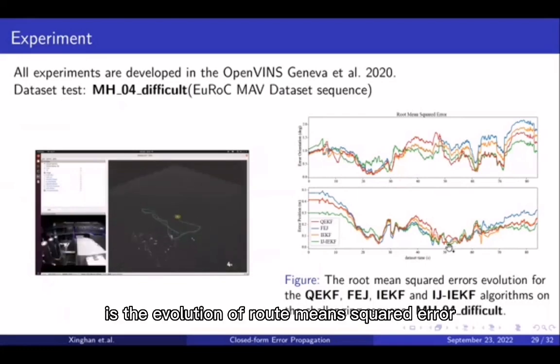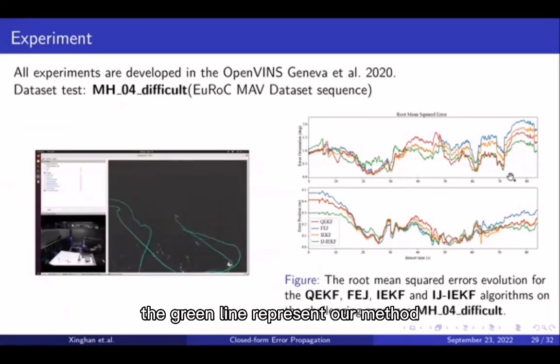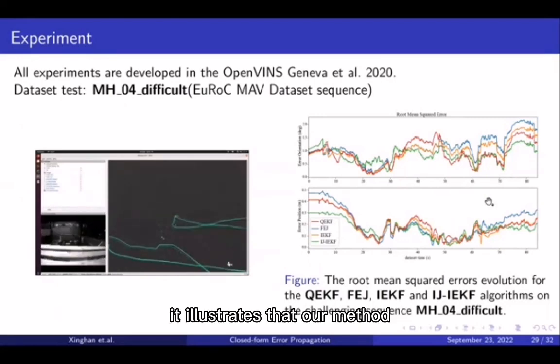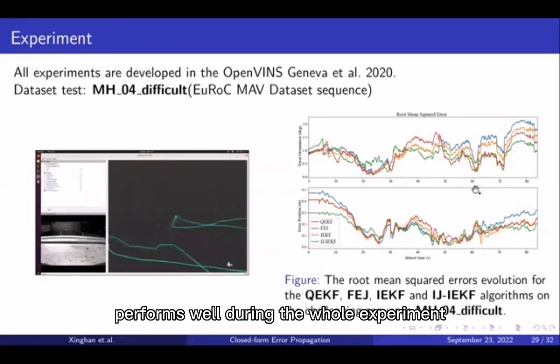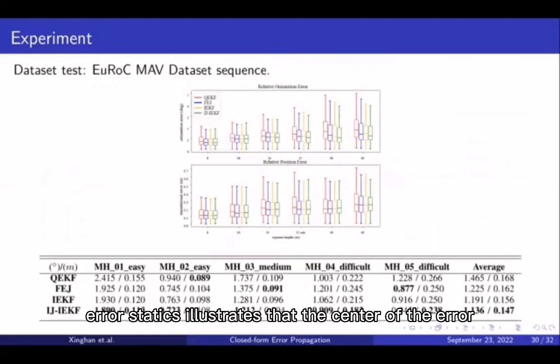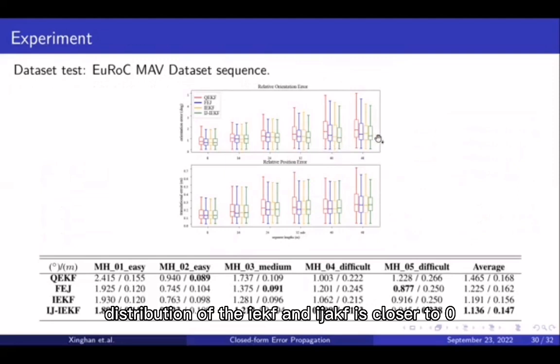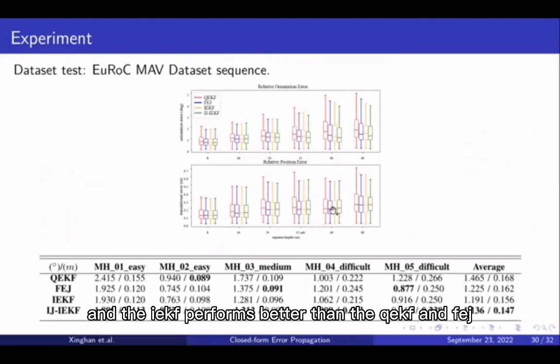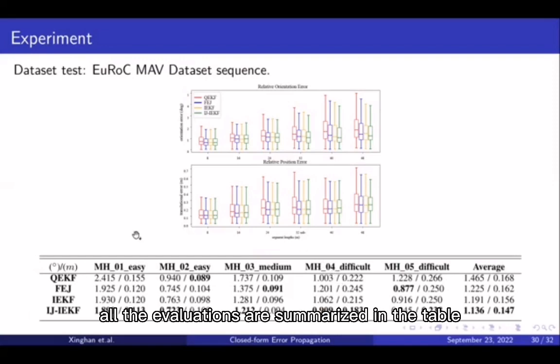The right figure is the evolution of the root mean squared error. The green line represents our method. It illustrates that our method performs well during the whole experiment, especially at the end of the experiment. Note that it improved the performance of IEKF. The box plot of translation error statistics illustrates that the centers of the error distributions of the IEKF and IJIEKF are closer to 0, and the IEKF performs better than the EKF and FEJ in most sequences. And IJIEKF performs better than IEKF. All the evaluations are summarized in the table. It shows that IJIEKF works better in most datasets.